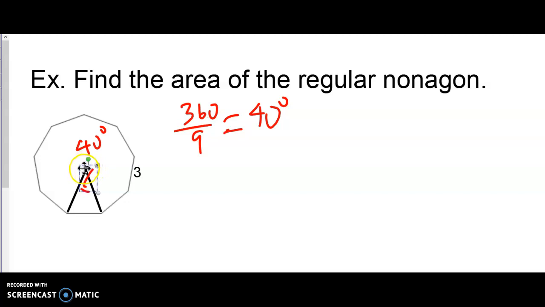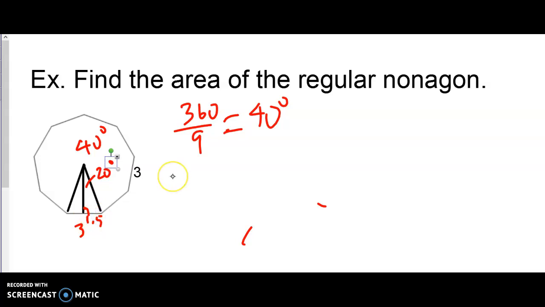But then I have to draw my apothem in straight down. Let's try and do that again. So drawing that apothem in there, or the height of the triangle. Again, I know that he's going to bisect this angle up here, which is 40. So now this angle right here will be 20 degrees. He'll also bisect this bottom side, which is 3, so that's 1.5.